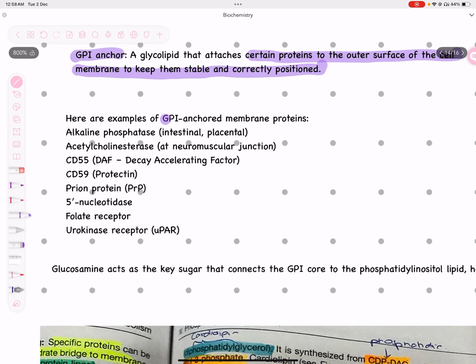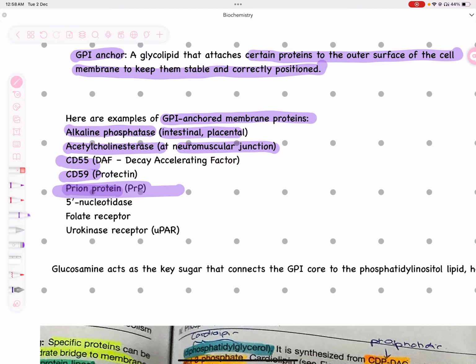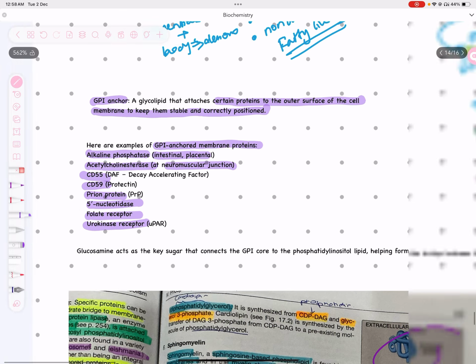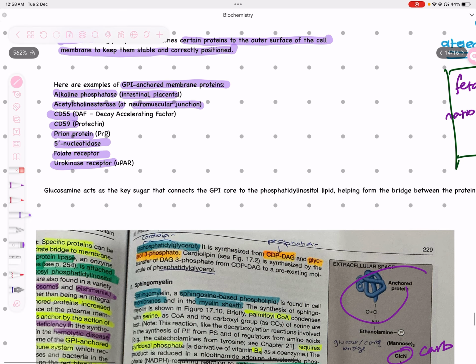Now, these are some examples of GPI anchored membrane proteins. One of them we know is lipoprotein lipase, and the other we know is on the RBCs. But other than that, you have alkaline phosphatase, which is anchored in the intestinal and placental membrane. Then you have acetylcholinesterase, which is at the neuromuscular junction, CD55 and CD59, prion protein. I remember studying this. Then you have 5-nucleotidase, folate receptor, urokinase receptor. So these are some examples of GPI anchored membrane proteins.